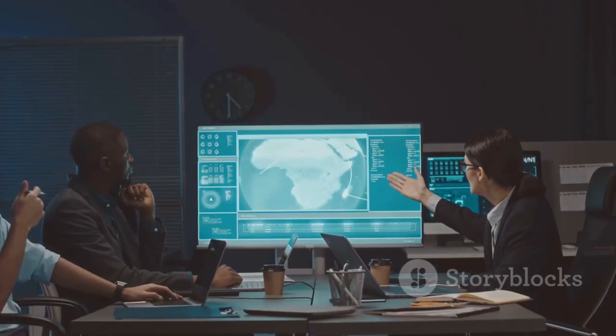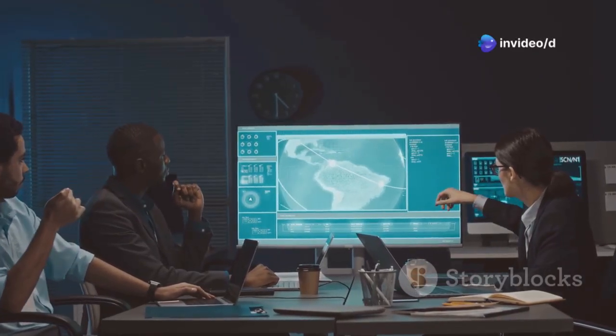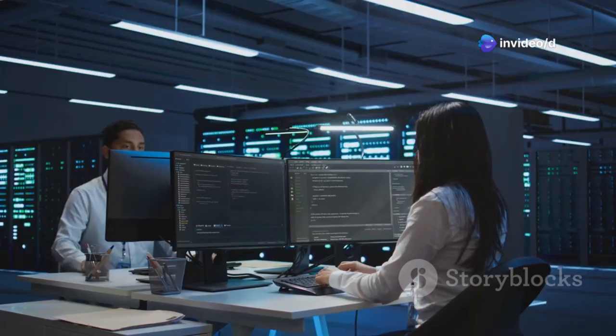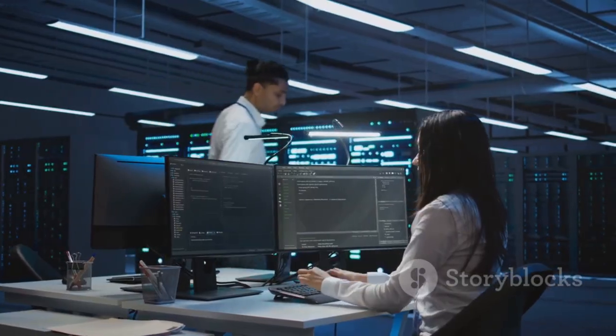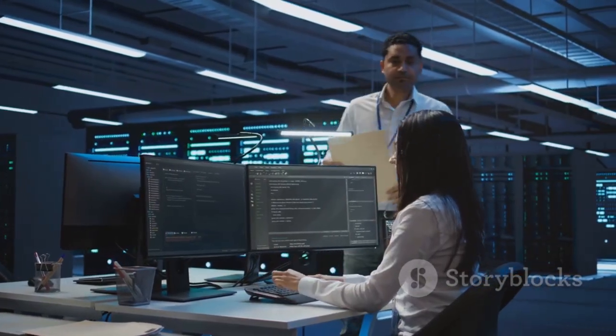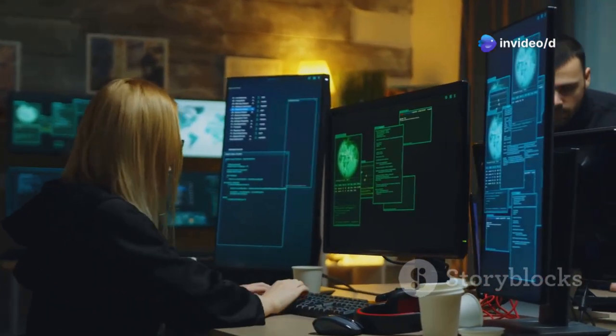The goal isn't to embarrass anyone or catch people making mistakes. Instead, it's about education, helping everyone understand how these attacks work and how to spot them. By learning from these simulations, employees become more confident and better prepared to defend against real threats, turning the human element from a weakness into a strength.